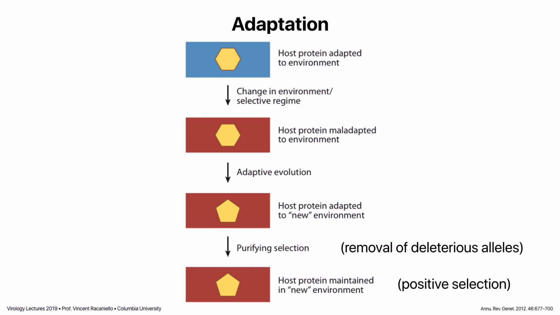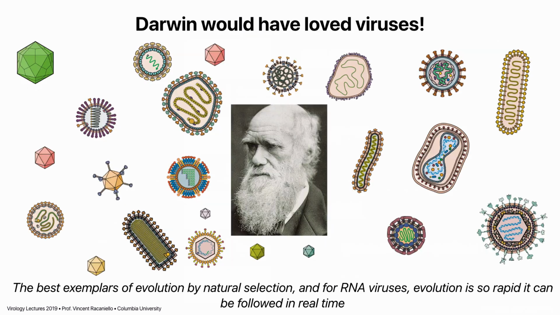Whenever we have such adaptive evolution, we then have purifying selection, which removes all the mutations that are not suitable for this particular environment. And what ends up, the host protein in this new environment, is different from what we started out with, and we can identify codons that have been positively selected to be adapted to that environment. And today we're going to see how we can do some of this with viruses and their hosts.